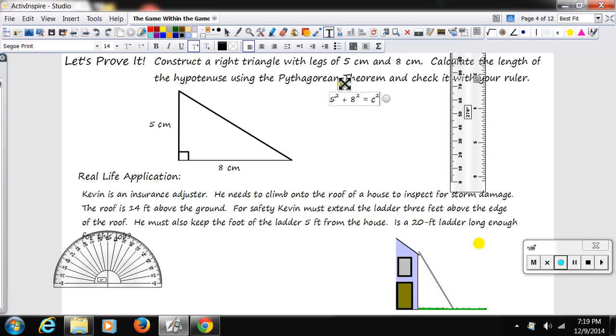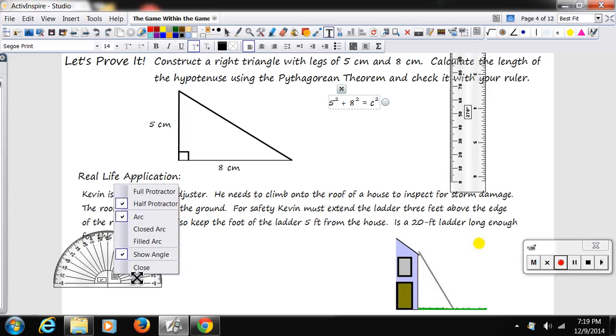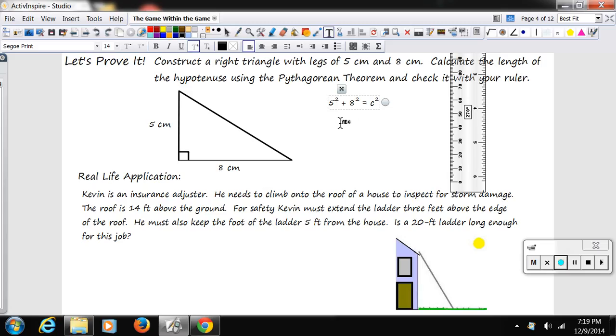This little activity is kind of fun for them to do because they get rulers and they get protractors, and they actually get to draw stuff. It makes geometry a little bit more fun, makes math a little bit more fun. So you get 25 plus 64 equals c squared. And then you combine 25 and 64, you get 89 equals c squared. And then you will square root both sides.